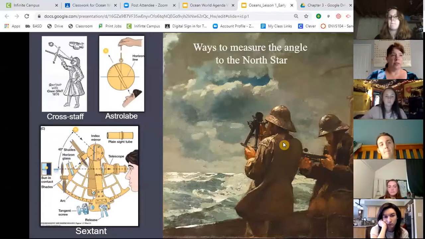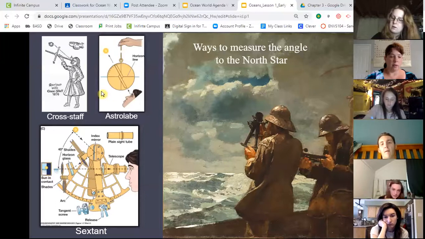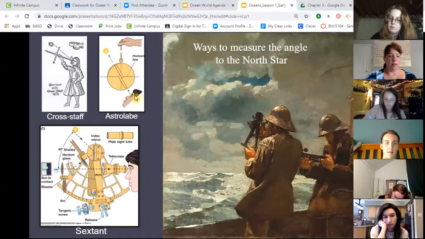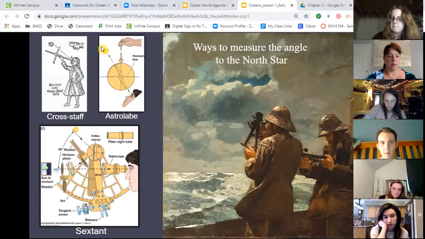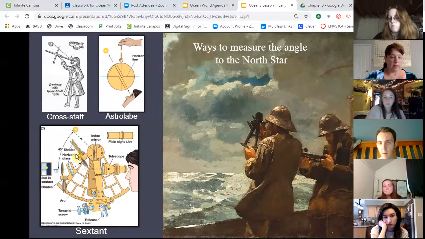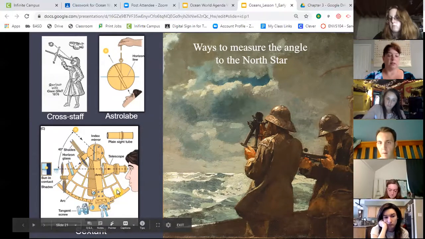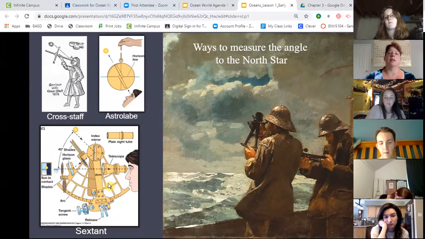Couple other tools they used. One was called an astrolabe. It's basically like a glorified protractor, and there was a little lever that they would move such that it would then line up with the North Star, and then they could measure the angle that way. That certainly sounds easier to me. And then this device here was called a sextant. You probably have heard of those because many ships will still carry them in the event that their navigation equipment goes down and they need to determine location in an emergency.